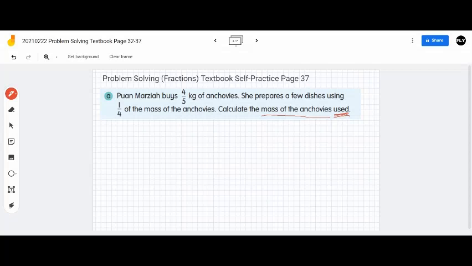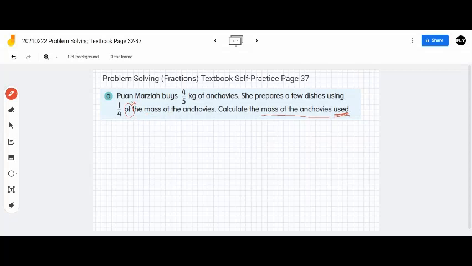So where is the keyword here? She prepares a few dishes. It means that she used the anchovies. So how much did she use? She used 1/4 of the anchovies. So 1/4 of the anchovies. In fractions, "of" also means multiply, times.